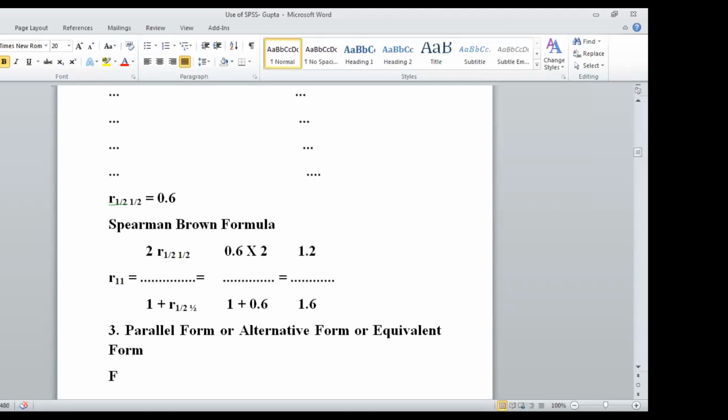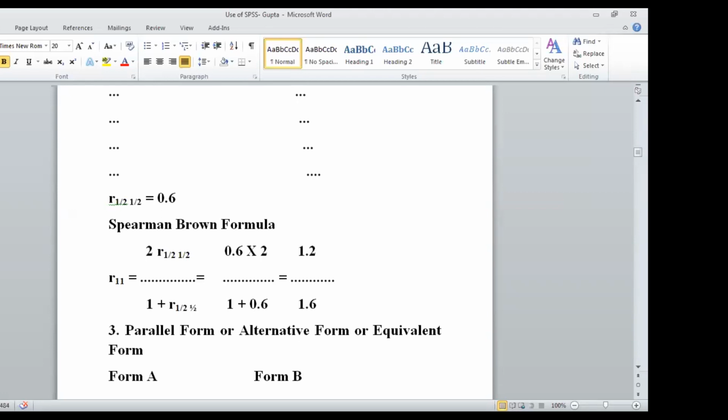Now, how do we do it? Suppose you have form A and you have form B. If you have taken 600 people, then you have to administer form A on all 600 people and form B also on all 600 people.